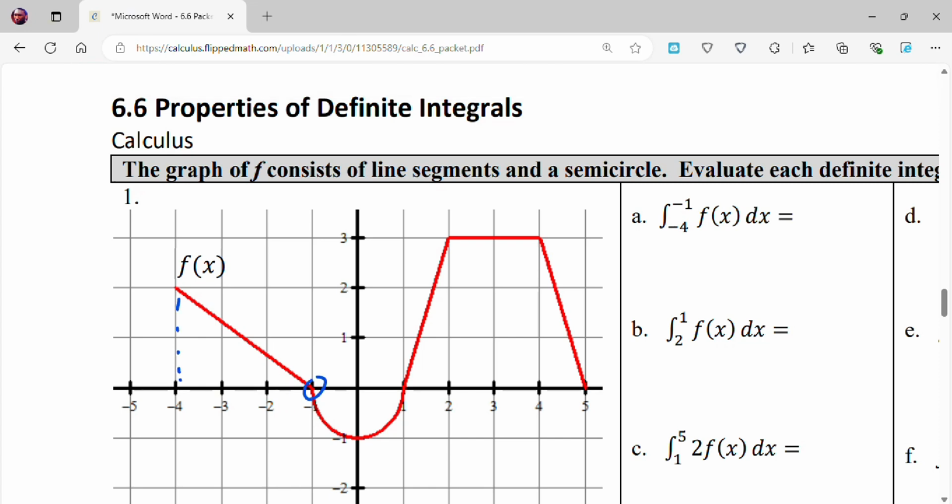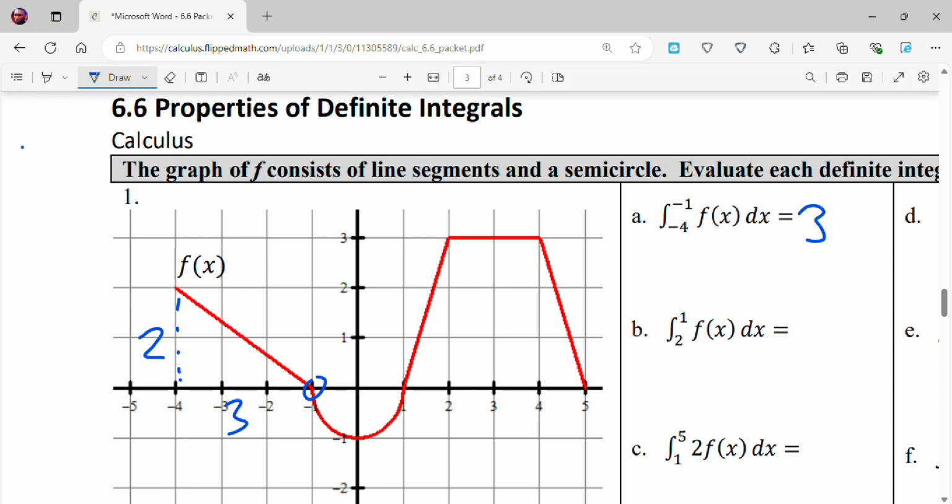So we have a triangle. We know the area of a triangle is 1/2 times base times height. So our height is 2 and our base is 1, 2, 3. 1/2 times 2 times 3. So 1/2 times 2 is 1 times 3 is 3. So our area of the triangle is 3.